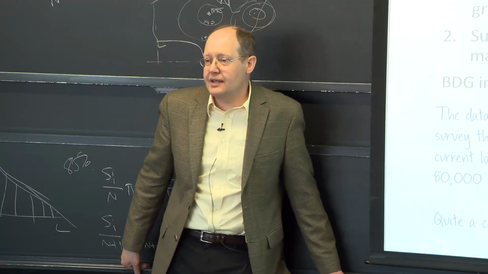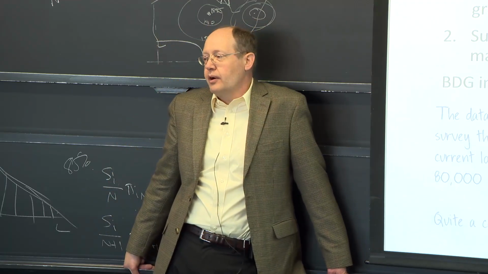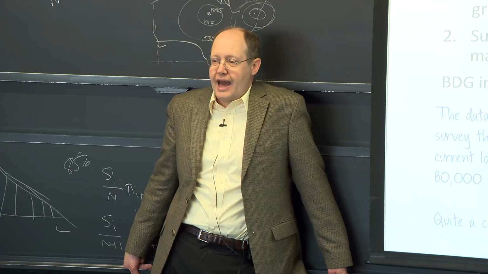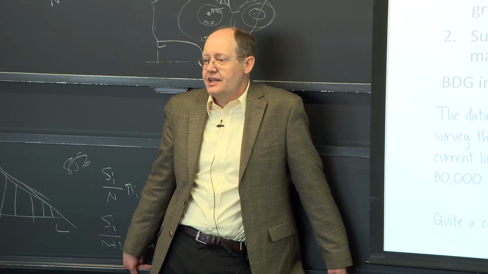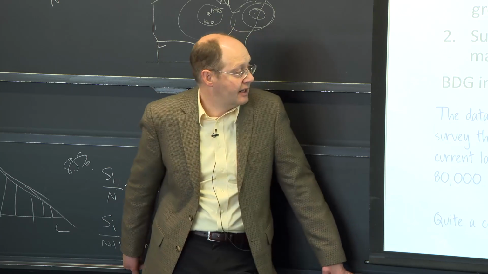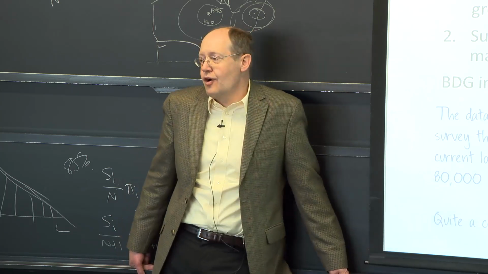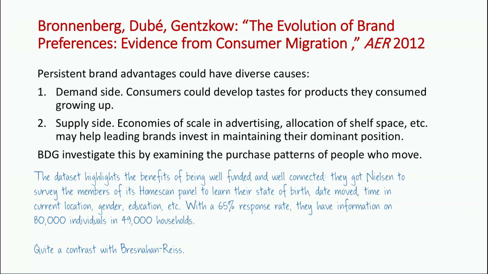The Nielsen home scan panel tells you where the people are located, that this person is in Boston. It doesn't tell you that they grew up in Illinois and moved to Boston when they went to college at age 19. Okay? So what they got Nielsen to do is survey the members of the home scan panel and ask them, what state were you born in? When did you leave your state of birth? How long have you been in your current location? And ask you other questions like, what's your gender, or what's your highest level of education completed, and so on.